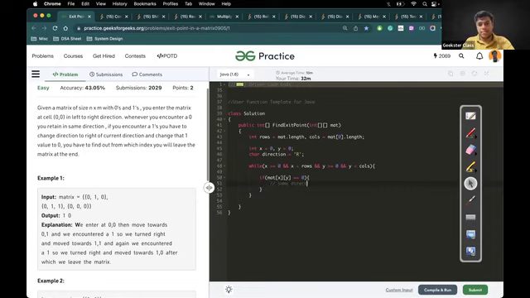Otherwise, if the matrix of x comma y is a 1, so what should we do? Should we rotate? Should we change the direction? Yes, and move also. Change the direction, rotate 90 degree, and also move in that rotated direction. So first, let's solve for matrix of x comma y 0.